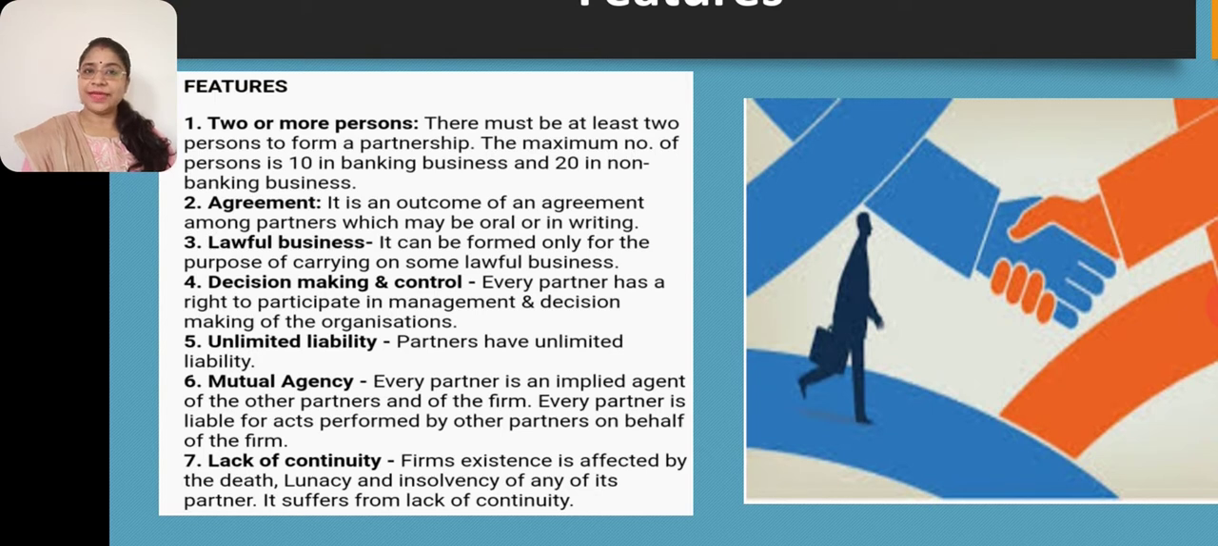Next feature comes agreement. Definitely there will be an agreement among the partners. It may be oral or it may be written, but it is advisable always to have a written agreement, because if there is any dispute or conflict, a case can be filed in the court only if the written agreement is there. Next feature comes lawful business. Remember, whenever you are doing a partnership, it should be lawful business. It should be legal business.